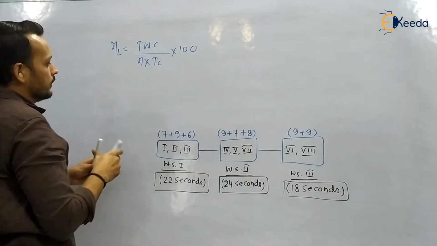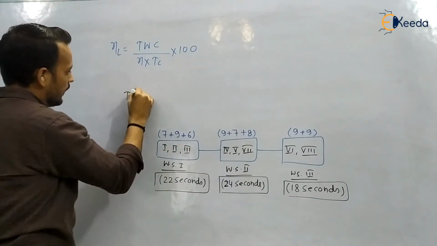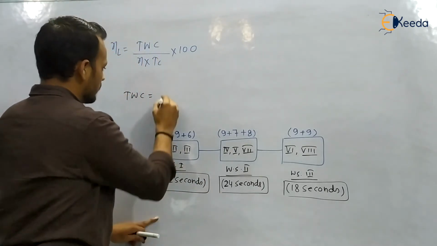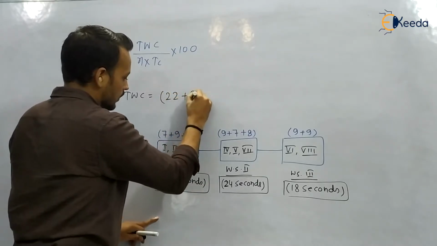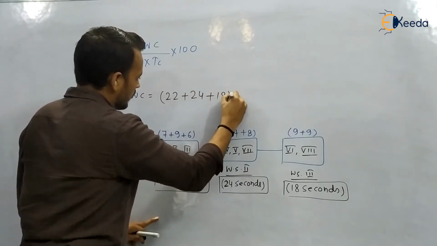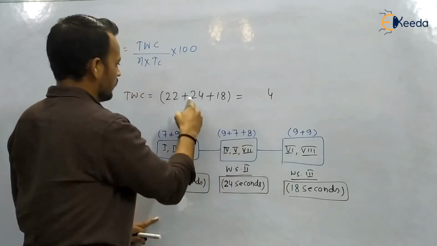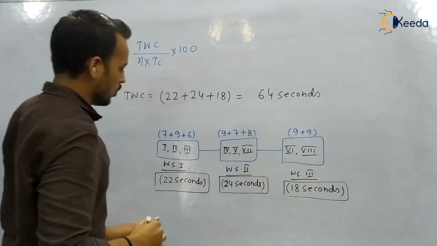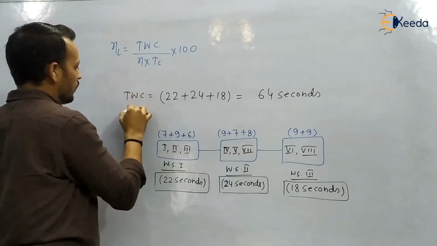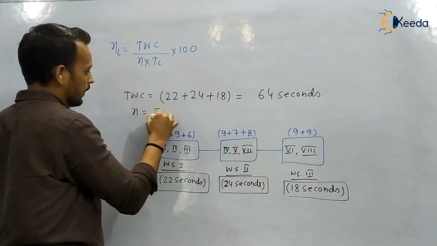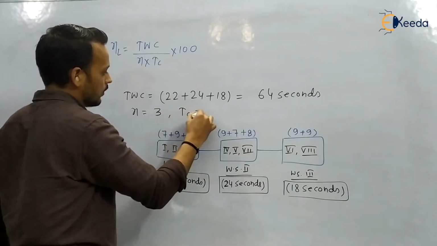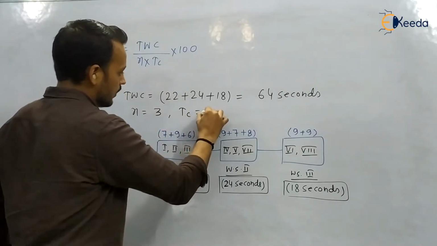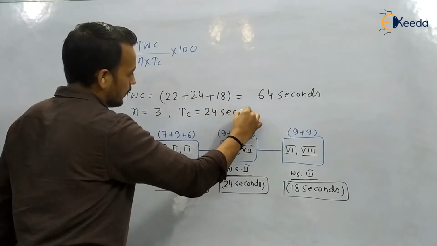What is this TWC? TWC is the summation of workstation time, so this is 22 plus 24 plus 18, which is 64 seconds. That is the total work content. The number of workstations, N, is going to be 3. And what is the cycle time? The cycle time TC is decided by the slowest workstation. You can see 24 here. Cycle time is 24 seconds because it is the slowest.